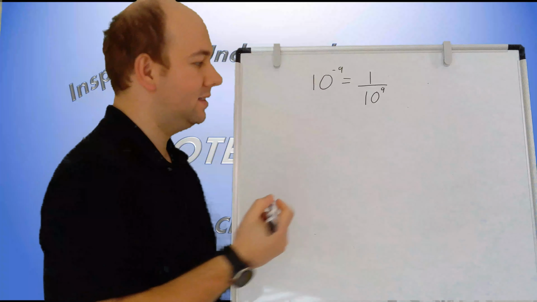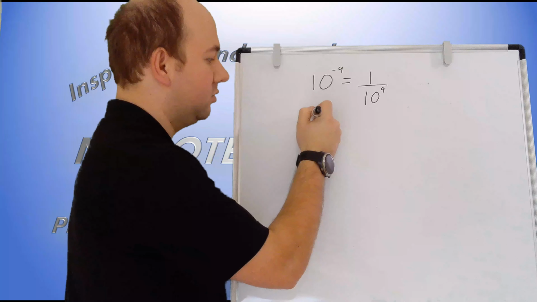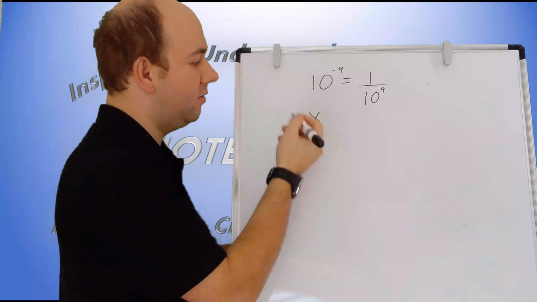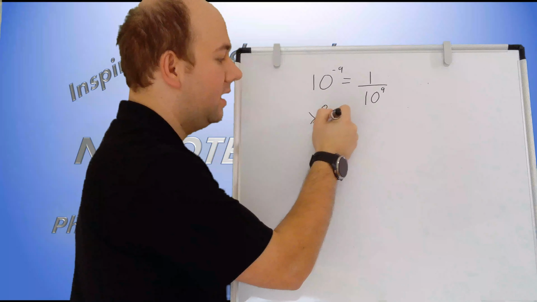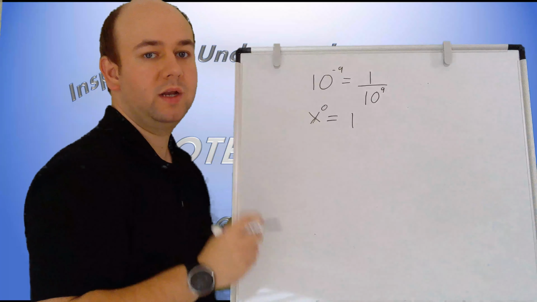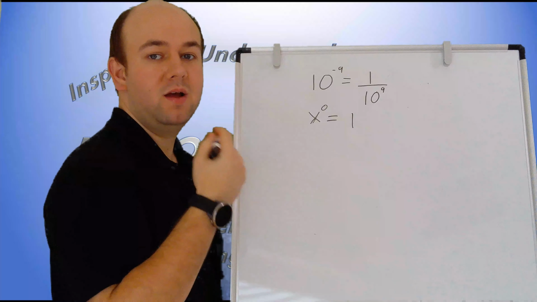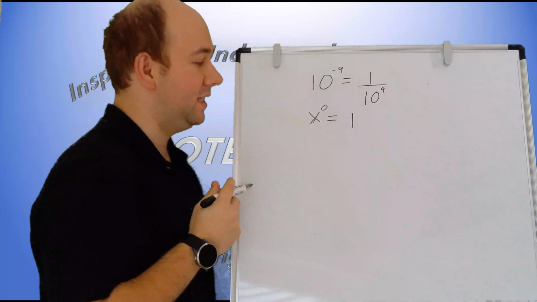In mathematics, any number, let's call it x, this is called the base, to a power or an exponent, or sometimes known as an indice, 0 is always going to be equal to 1. That doesn't matter if it's 1 to the power 0, 0 to the power 0, 100 to the power 0, it is always equal to 1.